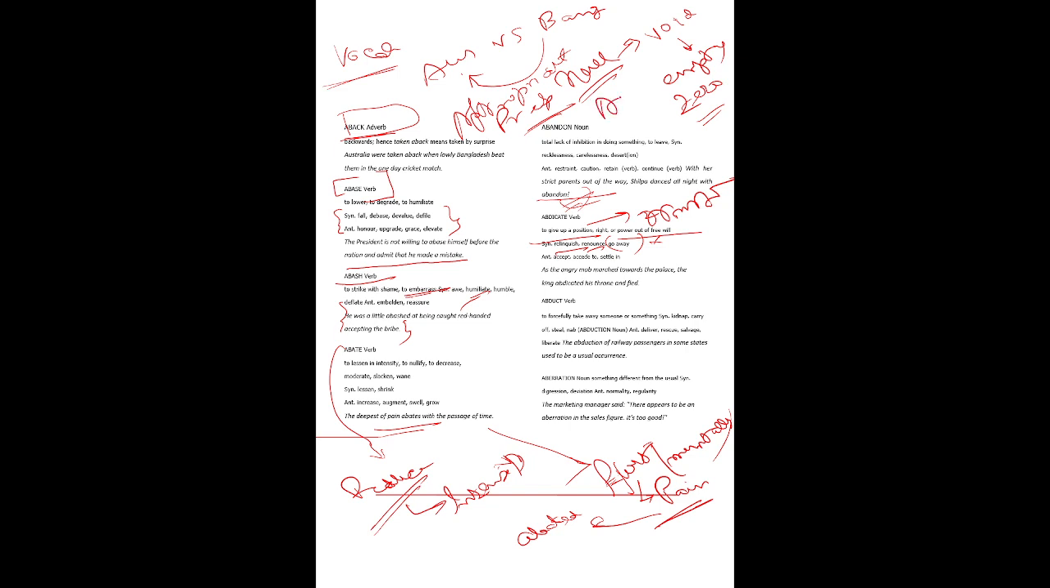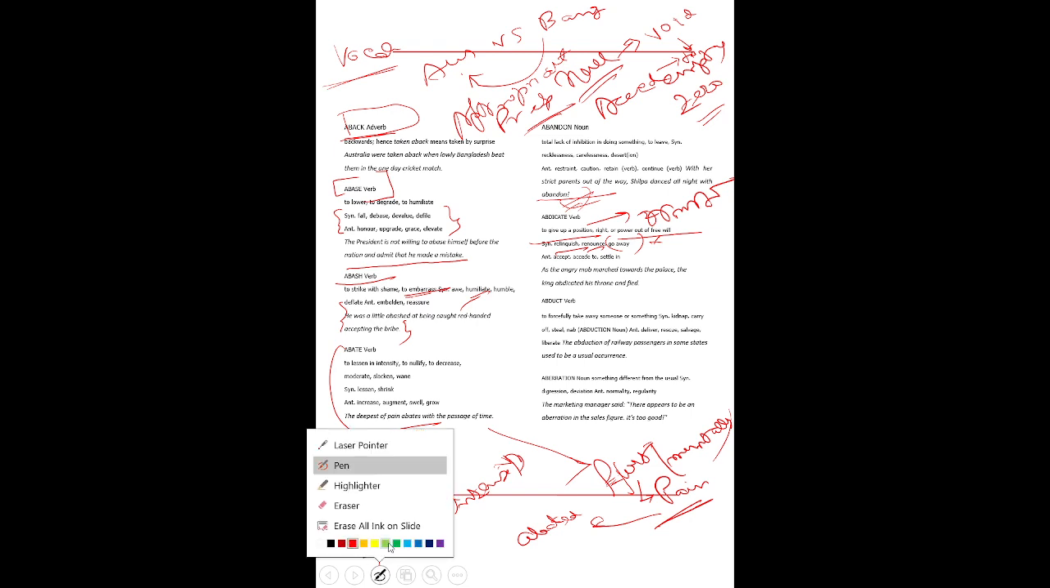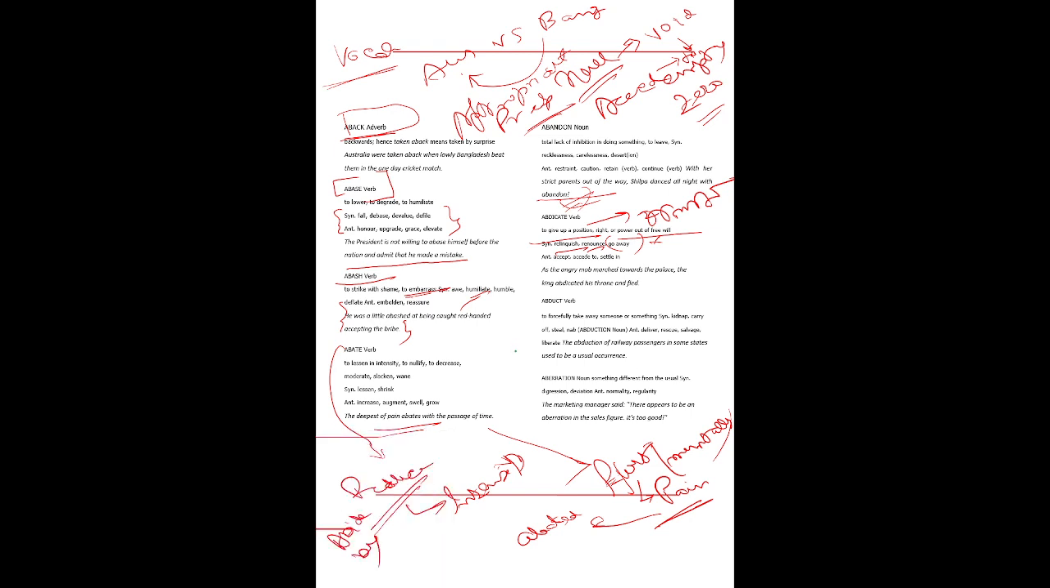So abdicate always comes with "to", like abide always comes with "by". Okay. Or settle. So, as the angry mob marched towards the palace, the king abdicated his throne and fled.